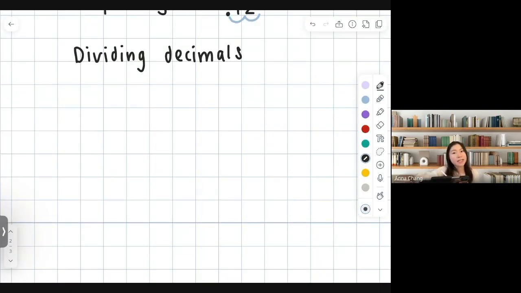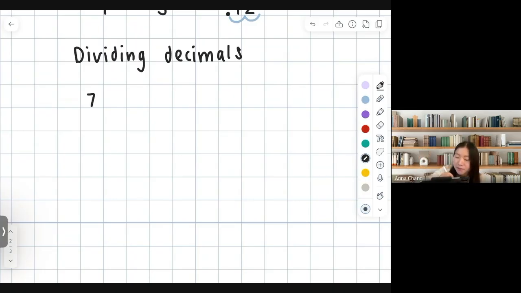When dividing by a decimal, the goal is to make the divisor, meaning what you are dividing by, a whole number. So we're going to move the decimal point in the divisor to the right until it's a whole number. And then we're going to move the decimal point the same number of places in the dividend, which is what you are dividing. Let's go ahead and try that out.